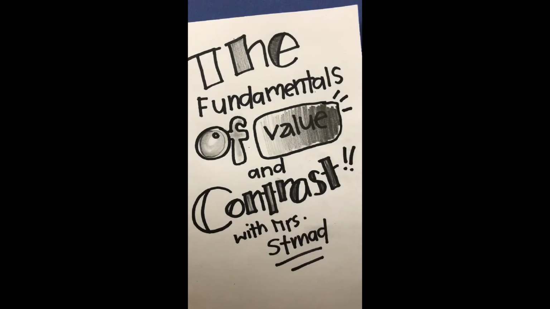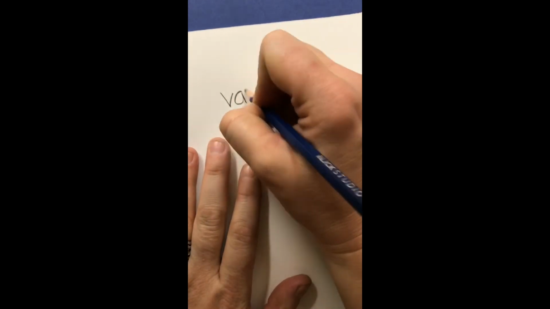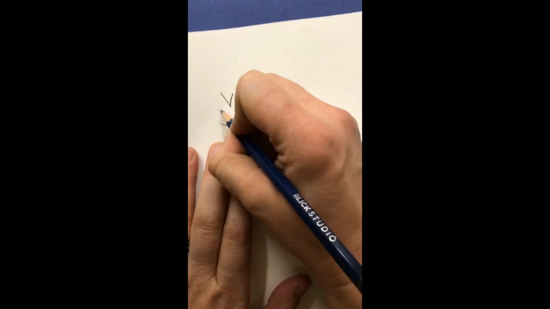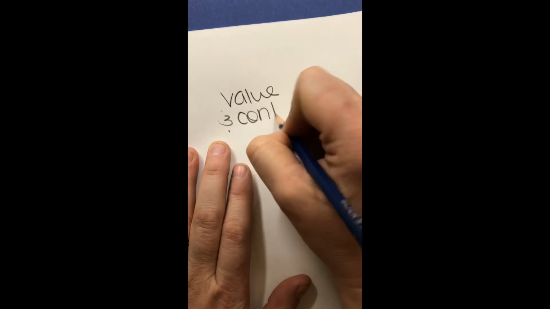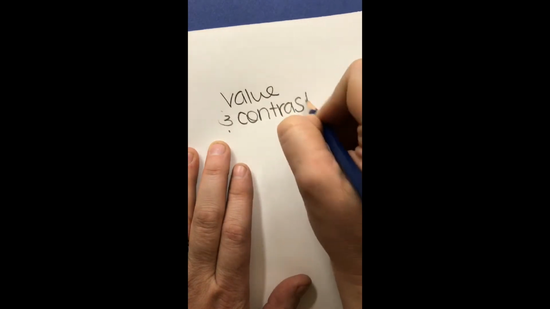Value and contrast. So let's go ahead and get started. Who can tell me what value and contrast are? Anyone? Anyone? Wow, sounds just like my classroom. Pretty quiet. All right, so value and contrast is light and dark, okay?